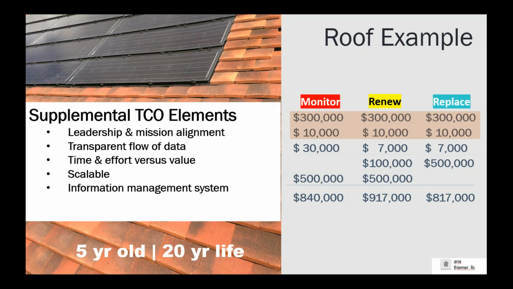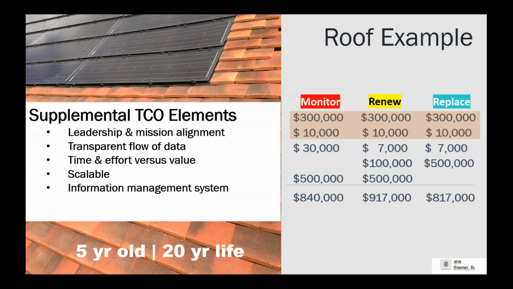There's other leadership and mission alignments. It might be programmatic. There might be other reasons, like we don't have the funding to replace it this year, so we're having to make hard decisions. But TCO provides a tool to make those decisions. Some other considerations are time and effort versus the value of the number. In this case, we've created estimates of past costs, and that might be okay to use as you're running through these examples.